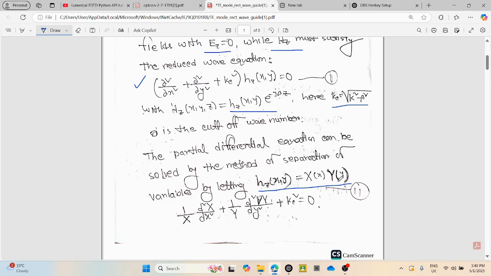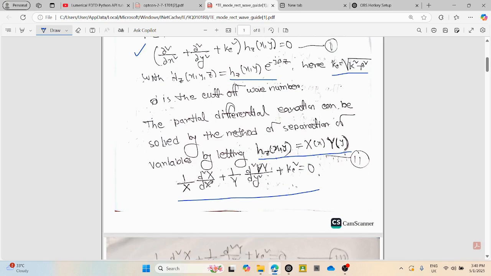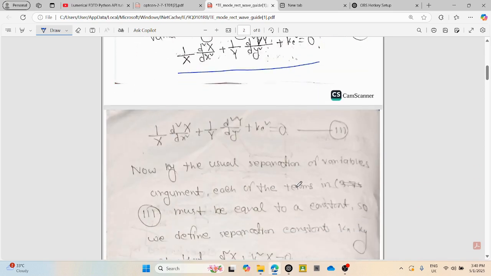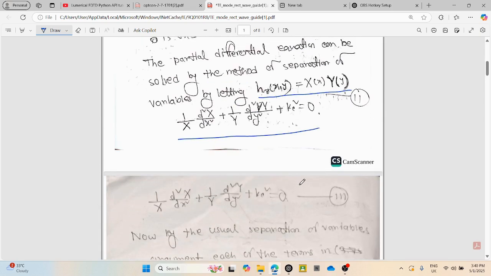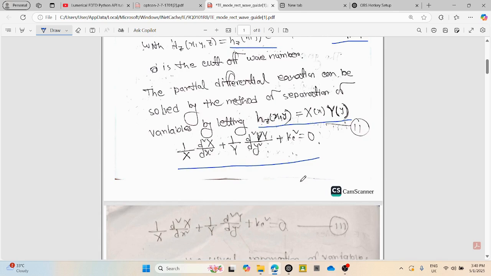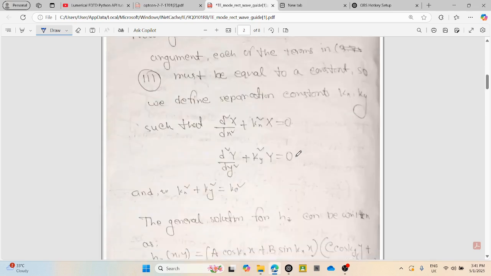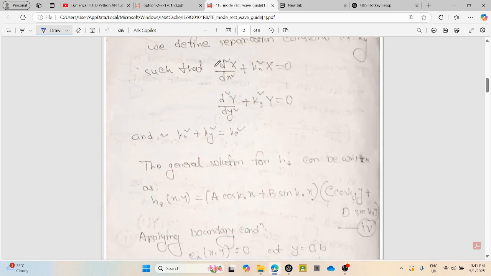Now we will plug these values into equation 1. Then we get this equation, which is 1 by X d squared by dx squared of X plus 1 by Y d squared by dy squared of Y plus kc square is equal to 0. Now, by the usual separation of variables argument, each of the terms in this equation must be equal to a constant, and thus we can write this equation in such a manner.